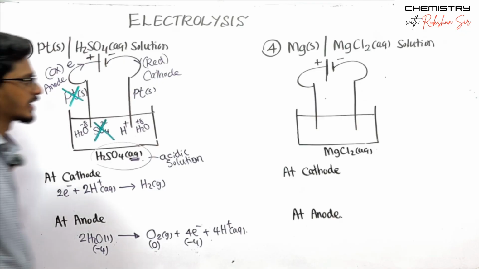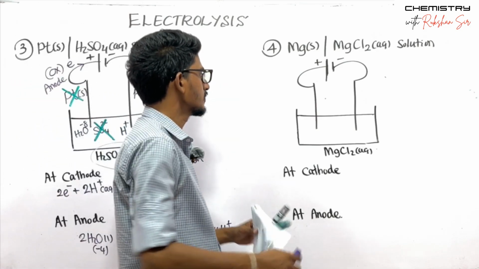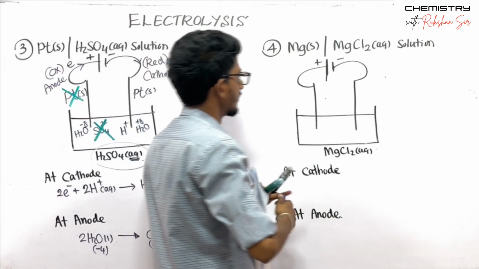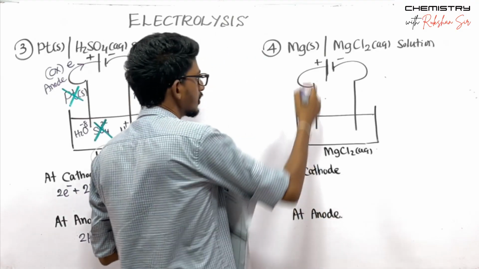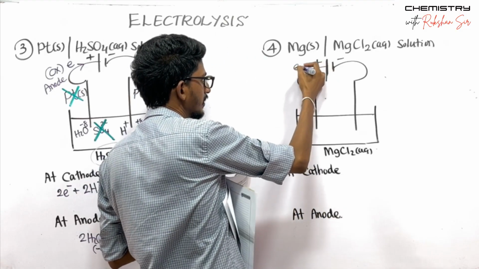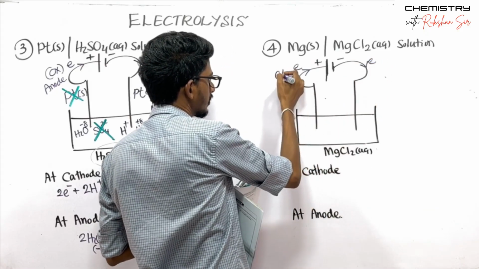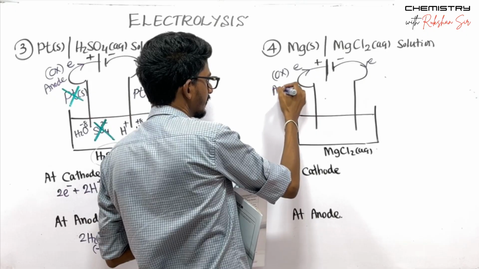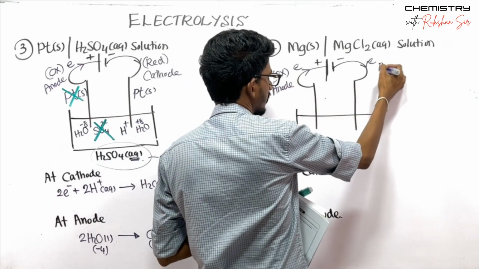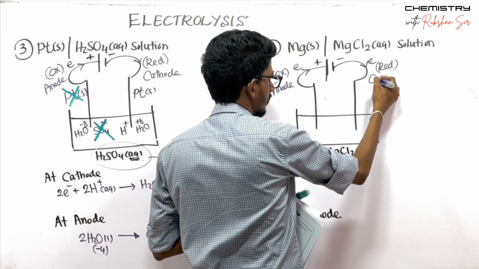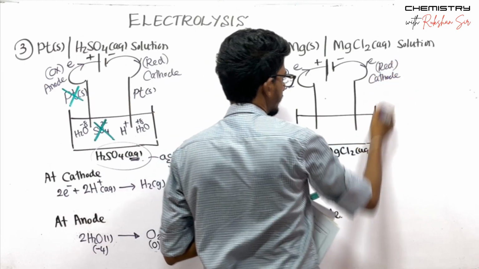Let's do this one as well. So first of all, mark the anode, cathode and stuff. Electrons are coming towards here, the positive terminal. Electrons are going out from the negative terminal. So this is where the oxidation occurs. It's the anode. This is where the reduction occurs. It's the cathode.